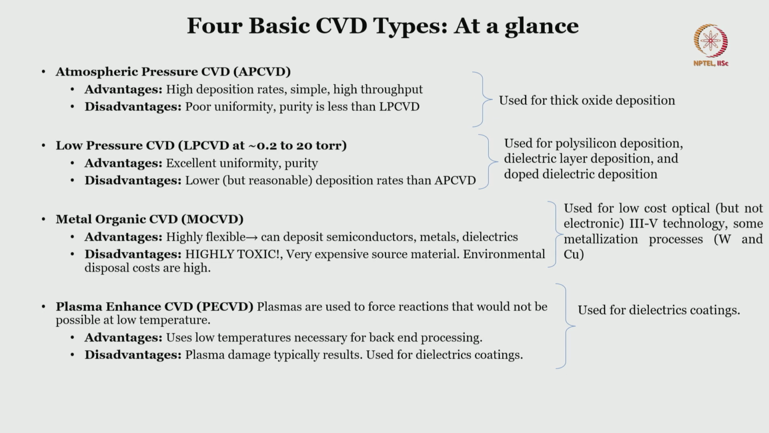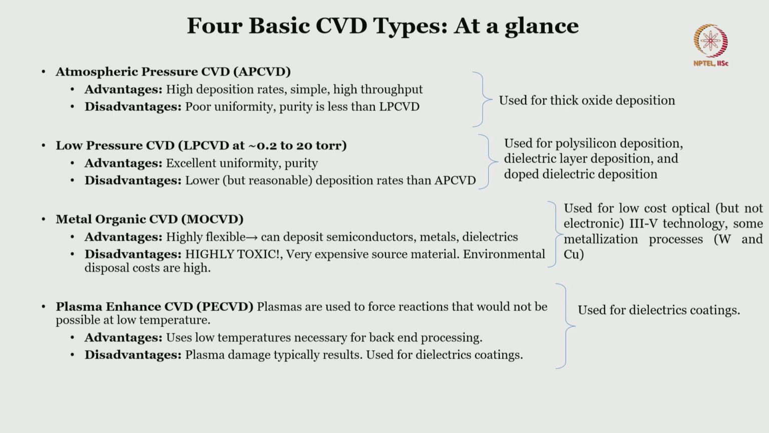This is generally used for thick oxide deposition, but when you want to deposit a polysilicon or dielectric layer, or doped dielectric deposition, then you go for LPCVD. LPCVD has excellent uniformity and a lower but reasonable deposition rate than APCVD.